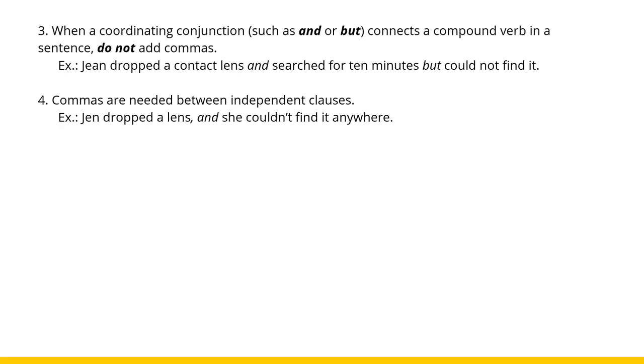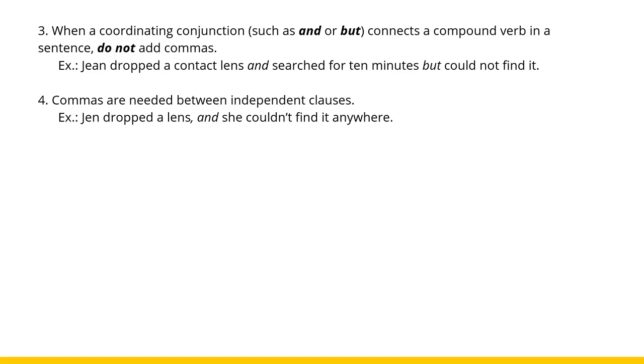So here we are going to discuss an exception, when not to use commas even though we have some conjunctions. For example, when a coordinating conjunction such as and or but, you guys remember your FANBOYS, connects a compound verb in a sentence, in that case you do not add commas.